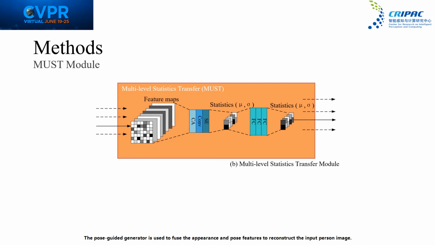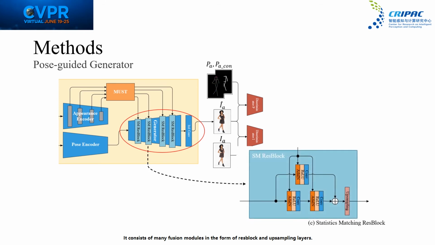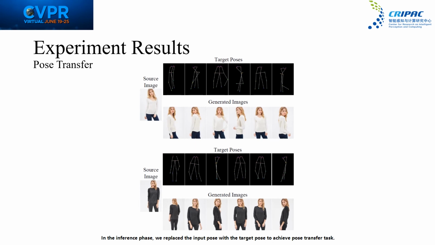The pose-guided generator is used to fuse the appearance and pose features to reconstruct the input person image. It consists of many fusion modules in the form of resblock and upsampling layers. Finally, the whole network is trained adversarially to learn good attribute decoupling and fusion capabilities. The loss functions used in this method include adversarial loss, reconstruction loss, perceptual loss, and style loss. In the inference phase, we replace the input pose with the target pose to achieve the pose transfer task.